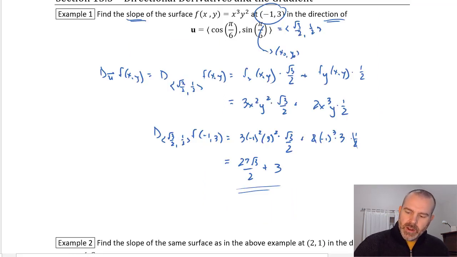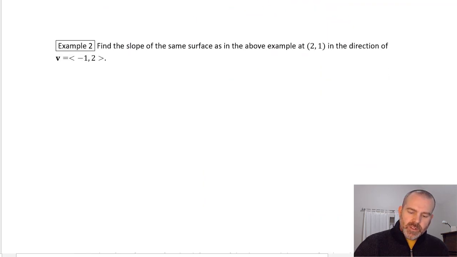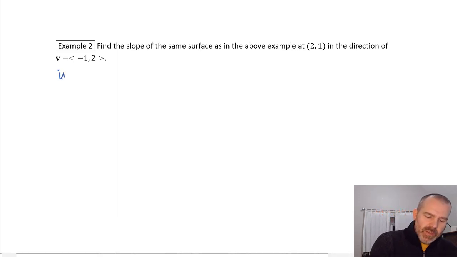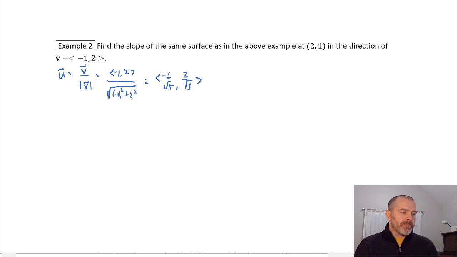Let's do another one here. Let's find the slope of the same surface at the point 2, 1 in a different direction. One issue here is that this v is not a unit vector, so we need a unit vector, which would be v over the magnitude of v. That's -1, 2 over the square root of -1 squared plus 2 squared. So that would be -1 over square root of 5 and 2 over square root of 5. And now I have a unit vector.